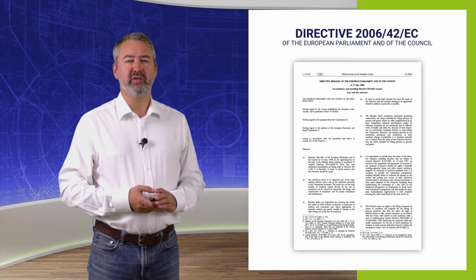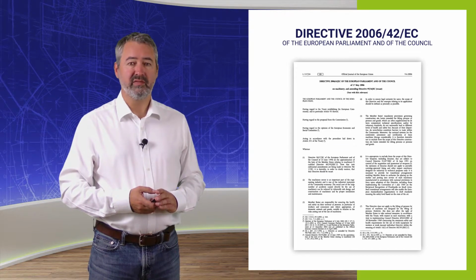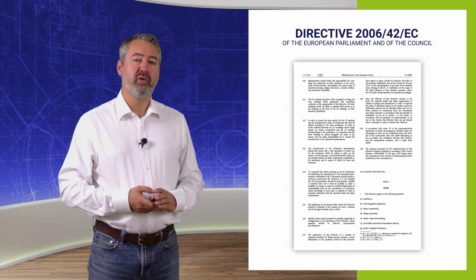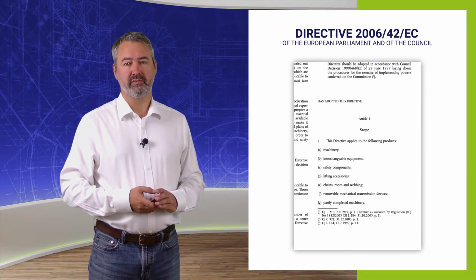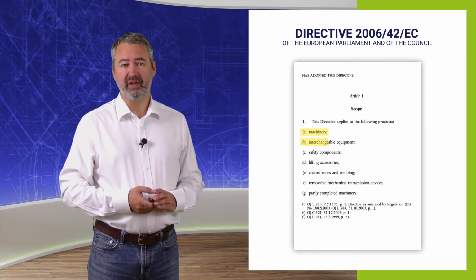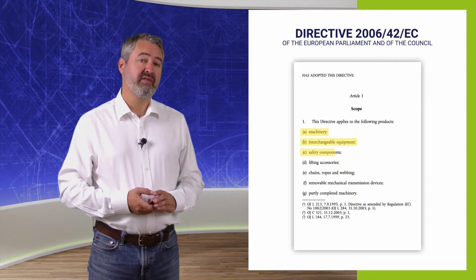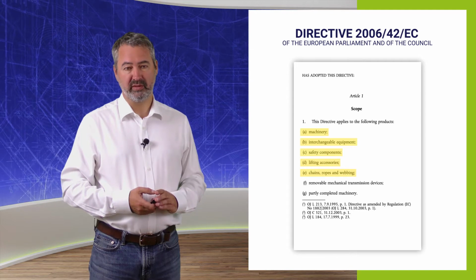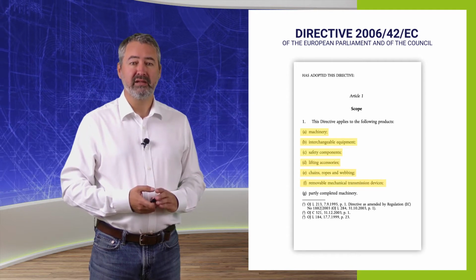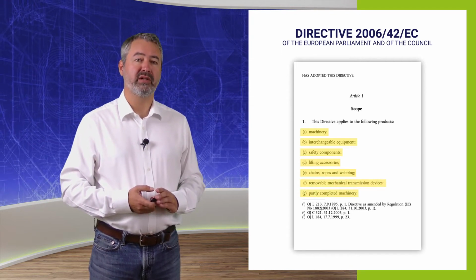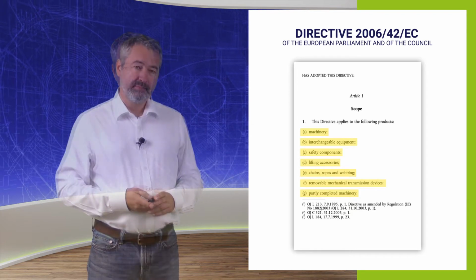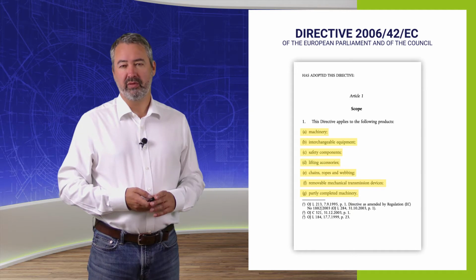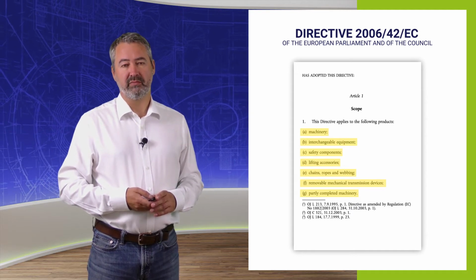It is called the Machinery Directive 2006/42/EC. The directive must be applied to a range of types of products. These are machinery, interchangeable equipment, safety components, lifting accessories, chains, ropes and webbings, removable mechanical transmission devices and partly completed machinery. The directive calls on manufacturers of such products to carry out a risk assessment.